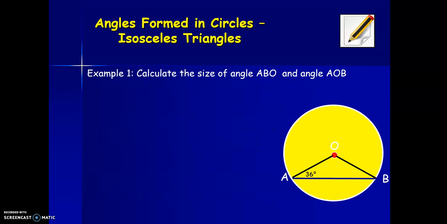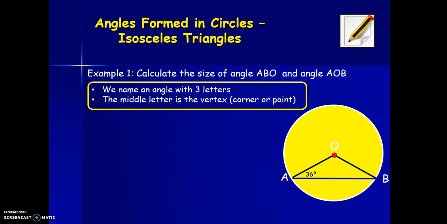Okay, let's look at example 1. Again, remember where you see the pencil and paper icon, copy these into your notes jotter. So in example 1, we have been asked to calculate the size of angle ABO and angle AOB. Remember, we name an angle with 3 letters, and the middle letter is the vertex of the angle, so that's the corner or point of the angle. So in this case, angle ABO is the angle at vertex B, and angle AOB is the angle at vertex O.